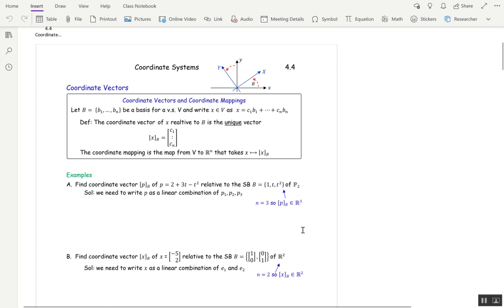Welcome to section 4.4. Today we're going to talk about coordinate vectors. So here's what a coordinate vector is.